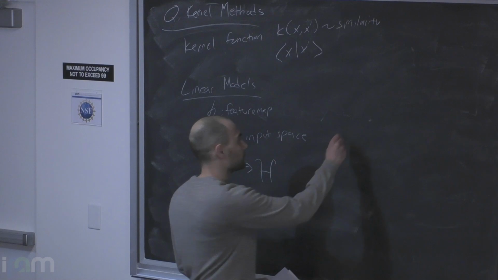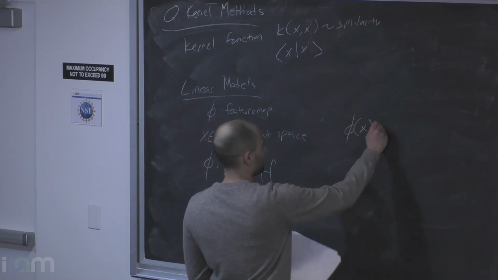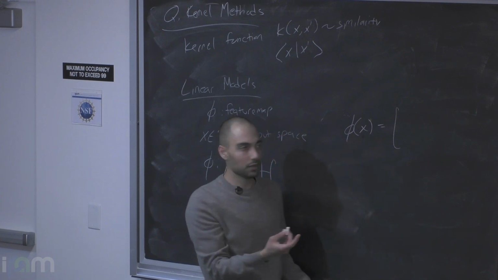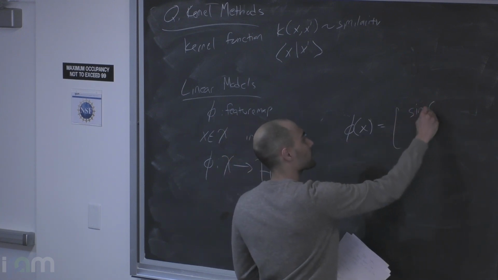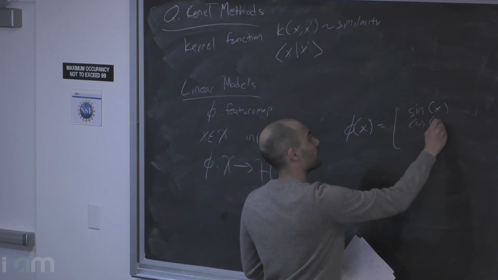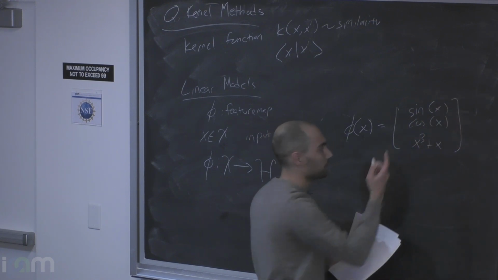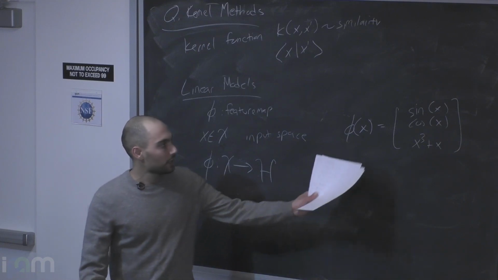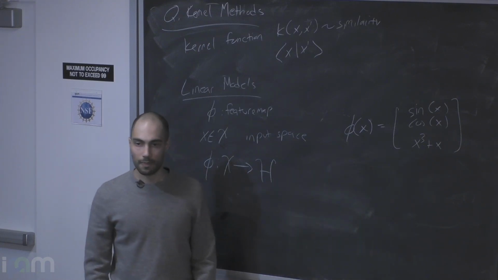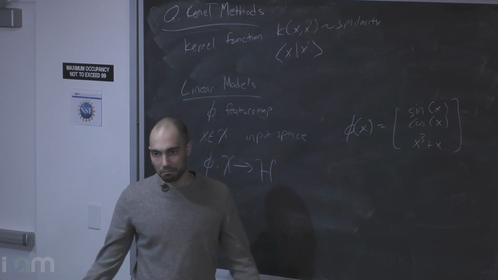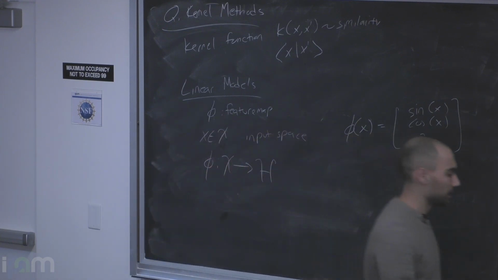So what's an example? This is not a quantum example, but this is also a feature space. I could say x is just a number, and I'd pick random features: sine x, cosine x, x squared, x cubed plus x. I don't know why I would pick this, but this is a feature space. And we can do learning with this feature space. Why not? Sounds reasonable, right?